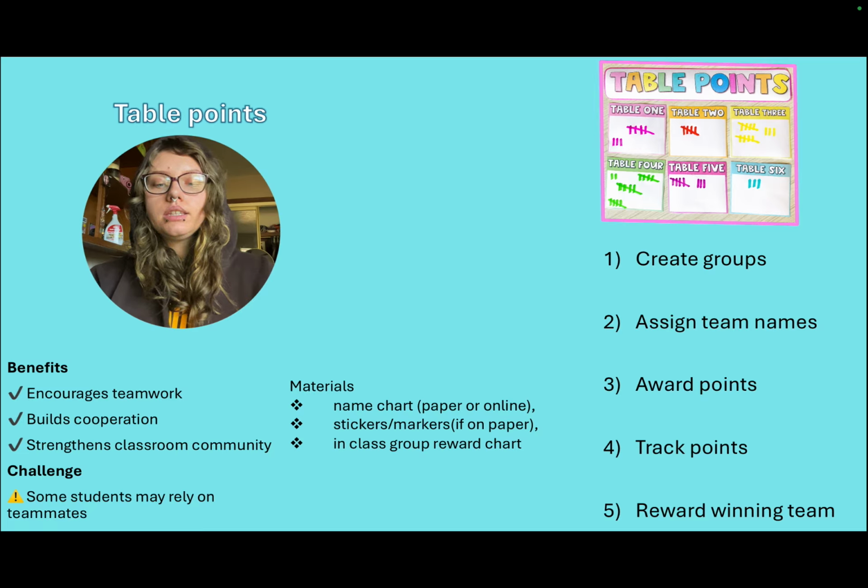This system encourages teamwork and cooperation because students are working towards a common goal, and it also builds a stronger classroom community. However, teachers should be careful because they have to monitor participation. Some students tend to rely heavily on others rather than contributing equally to the group.